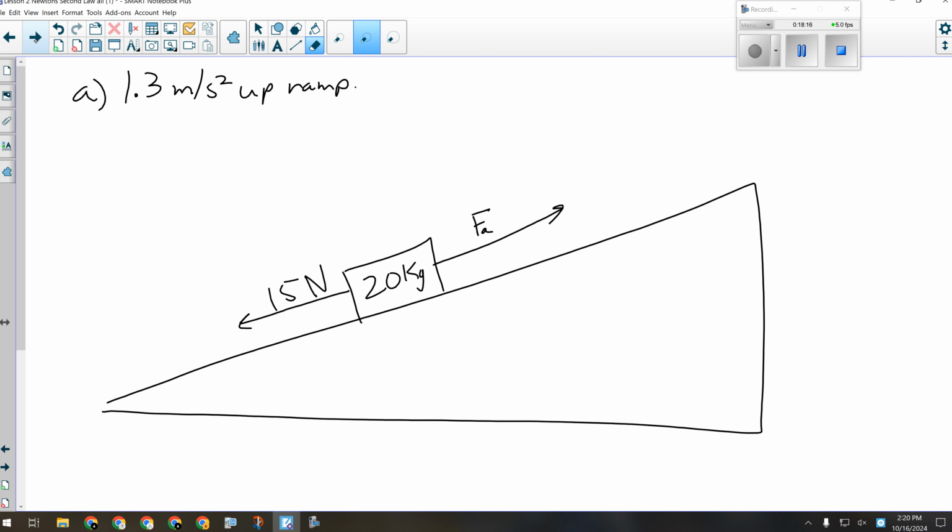Okay, so here's the situation. There's a 20 kilogram mass being pulled up this ramp. Okay? The force acting down the ramp, right, which is not gravity, but it's caused by it, okay, is 15 newtons. The acceleration of the 20 kilogram mass is 1.3 meters per second squared up the ramp. What's the force pulling the 20 kilogram mass up the ramp? Okay. The ramp is frictionless also, by the way.